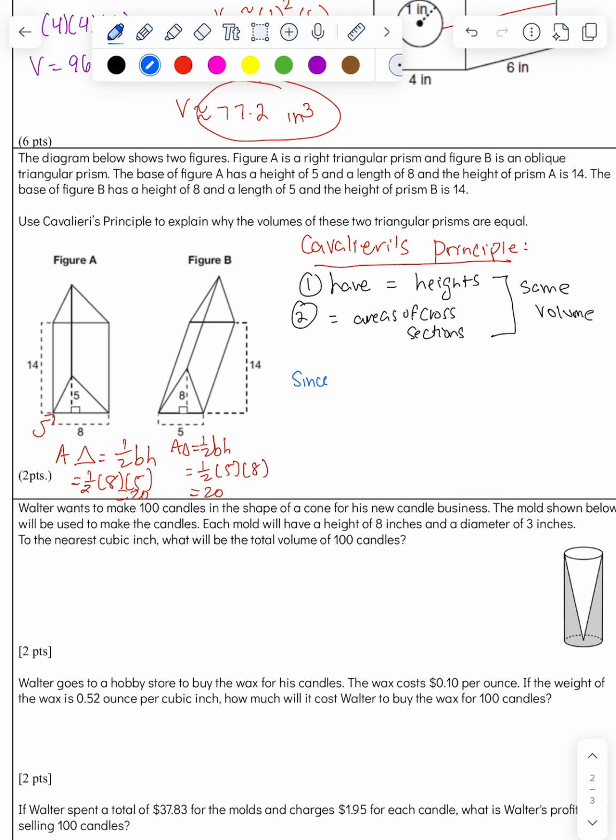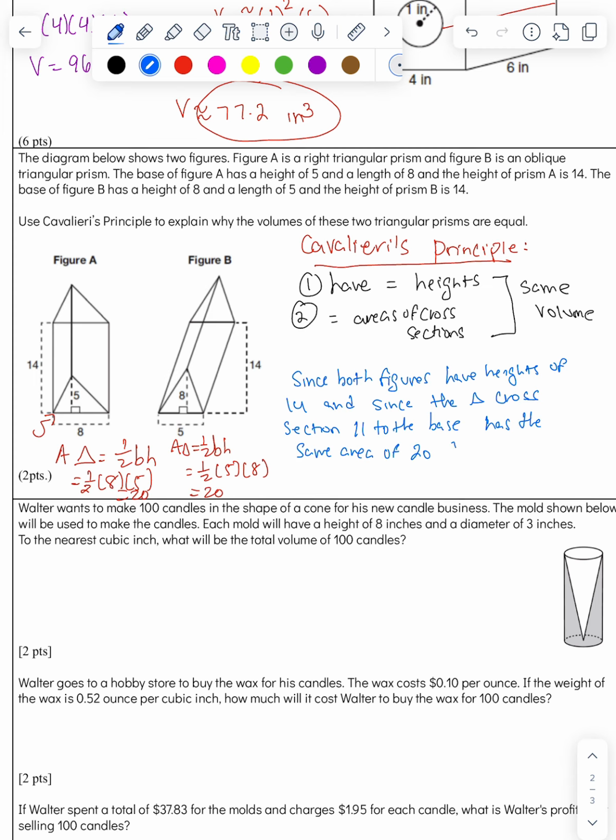Since both figures have heights of 14, and since the triangle cross section parallel to the base has the same area of 20 for both figures, they have the same volumes.